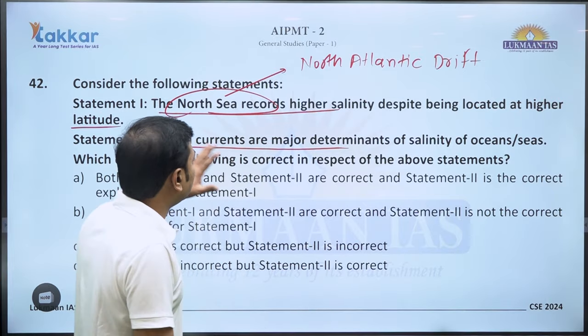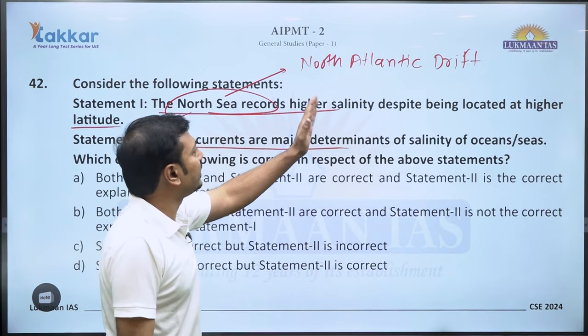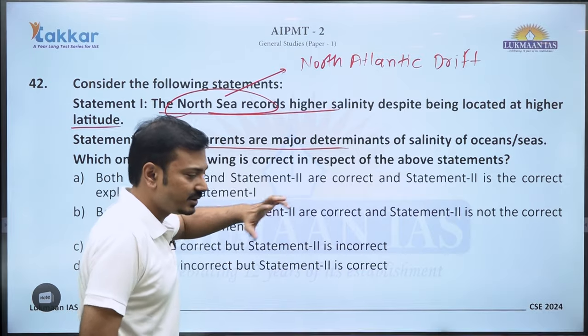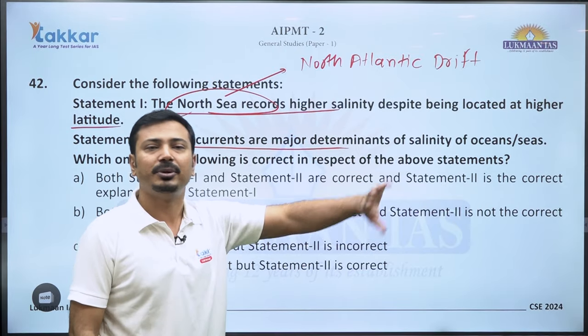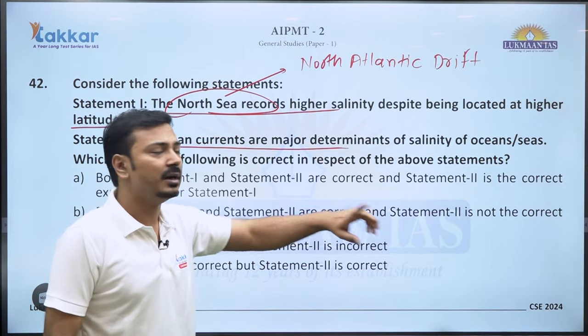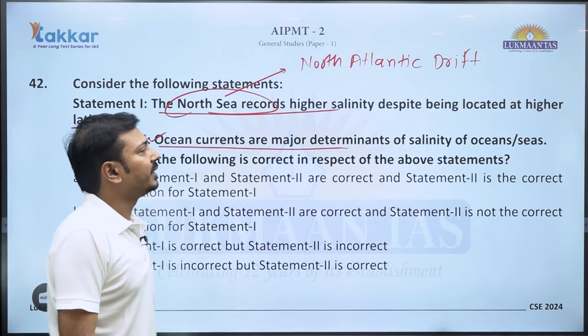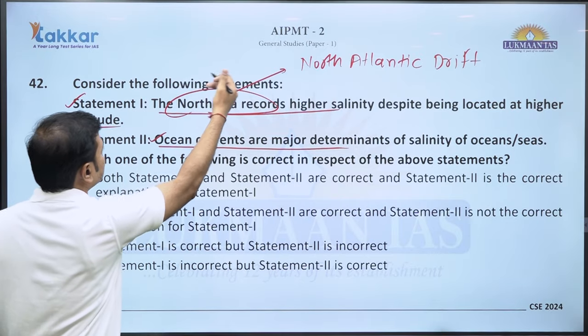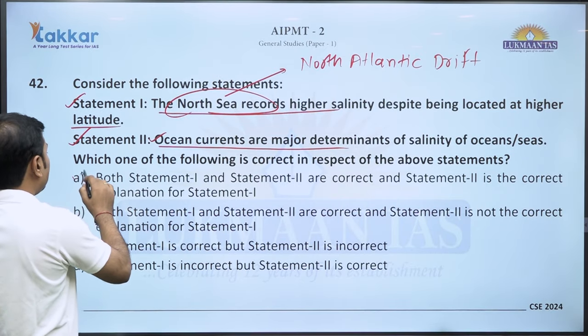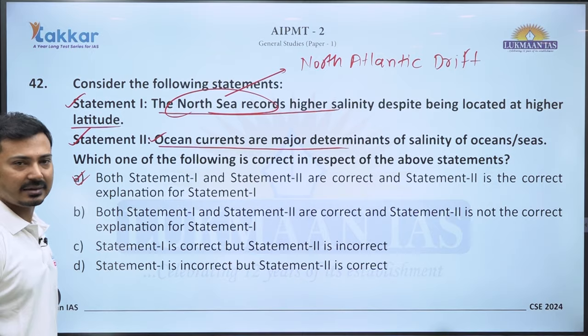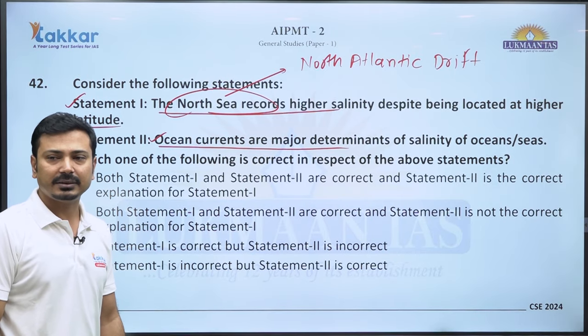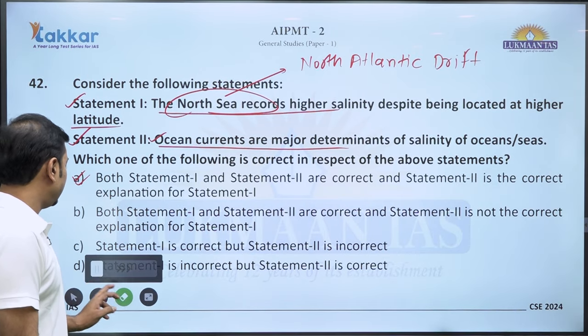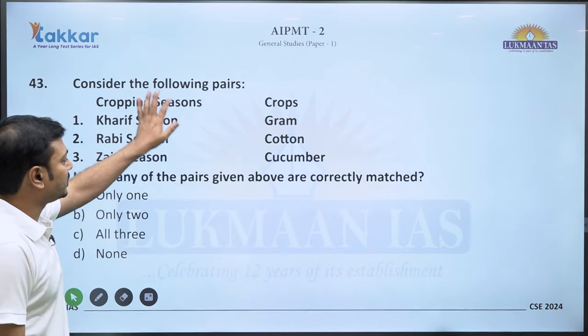But here, this North Atlantic drift, which is from a tropical region, has more saline water. It is bringing that more saline water to the North Sea, and that's why it experiences higher salinity. Both statements are correct, and statement 2 is the correct explanation of statement 1, and that's why we can say that A is the correct answer. Yes, right. So we can say A is the correct answer. Let's move on to the next question.